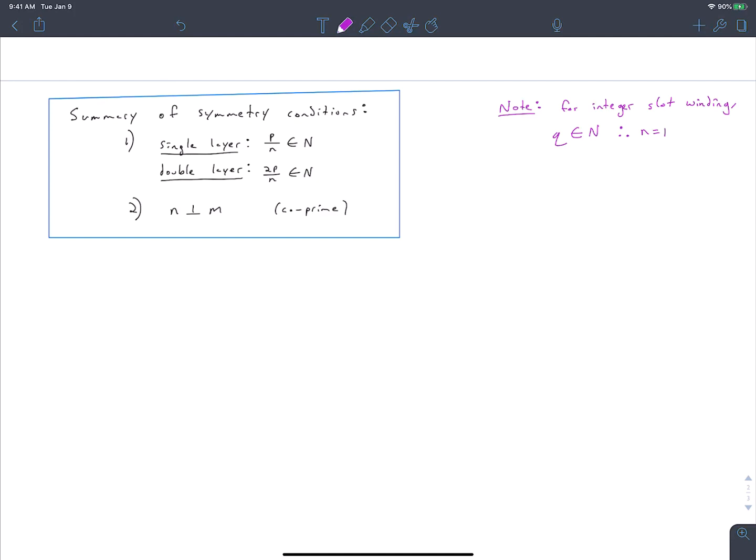So for an integer slot winding, q is an integer, little q is an integer, which means that the denominator of it is always 1. So that means that n is 1, and you can see that if n is 1, all of these conditions are automatically satisfied.